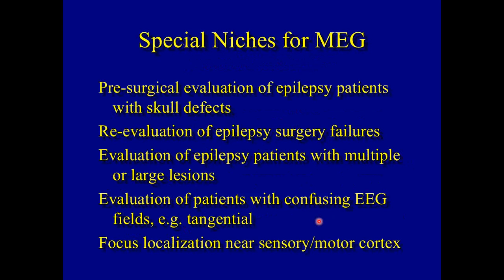Now there are some special niches for MEG. And perhaps one of the greatest is the pre-surgical evaluation of patients with skull defects. This is most often seen in the reevaluation of patients who have seizures recurring after surgery. If you have a hole in the skull, your EEG is going to be distorted, and your localization by EEG may be inaccurate. MEG doesn't care if there's a hole in the skull. In fact, MEG doesn't care if there's a skull there, period. So it's very good to localize residual spikes in patients after surgery.